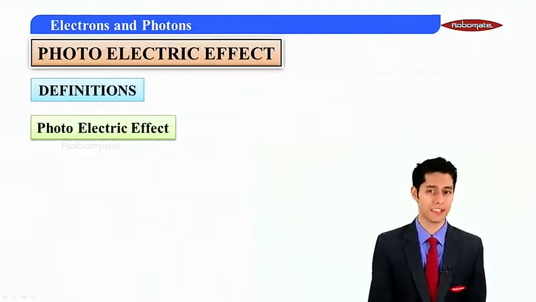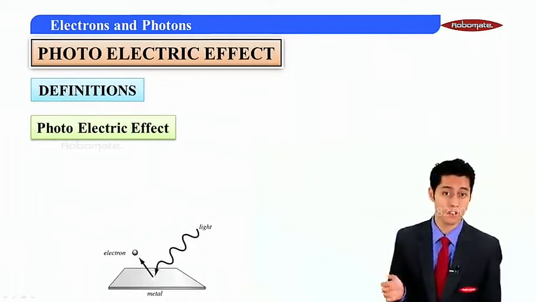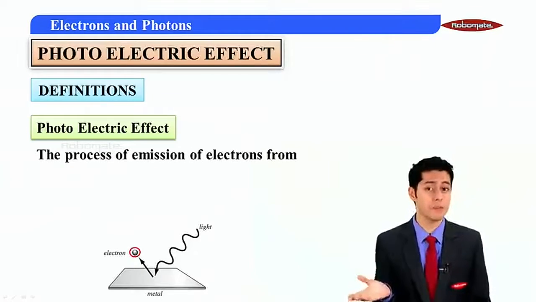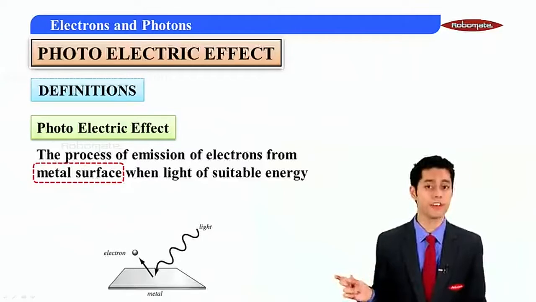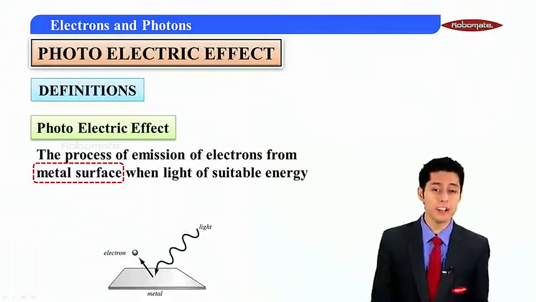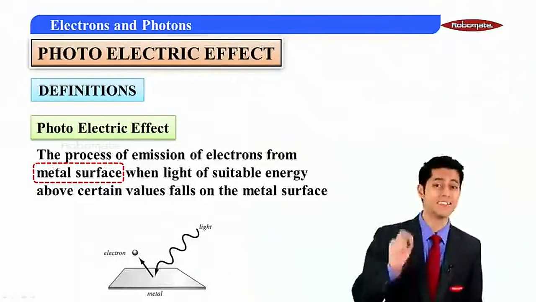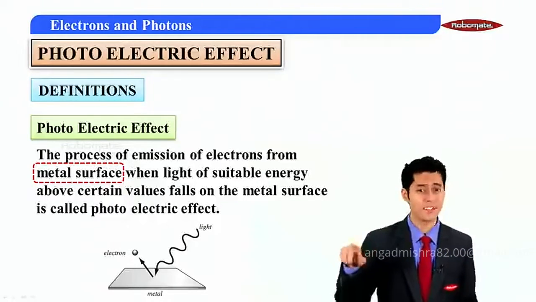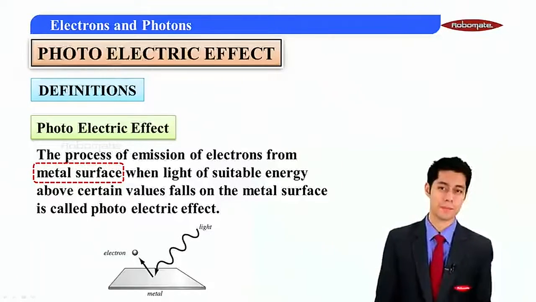The very first definition that we have is of the photoelectric effect, which we have already done. How is this definition there? It is the process of emission of electrons from the surface of the metal or the metal surface. You can see when a light of suitable energy above a certain value falls on the metal surface, this whole effect is called as photoelectric effect.